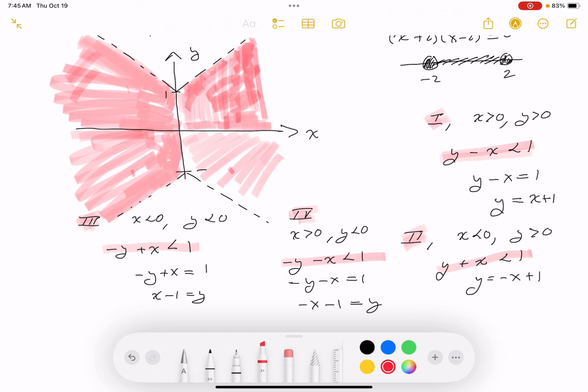All right, we're just checking these 4 different quadrants here. And I got my picture, and we're done.